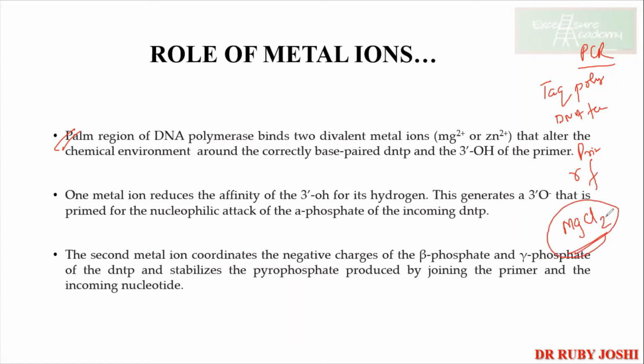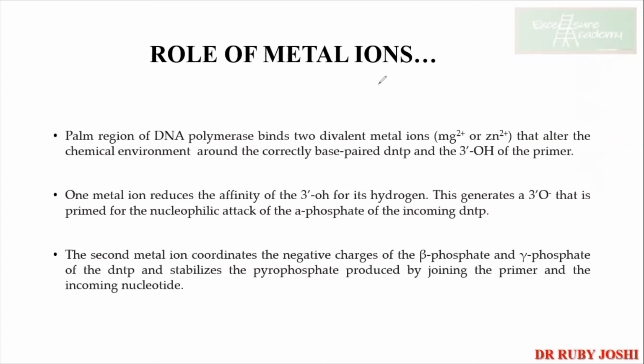Okay. So now we'll know why we need MgCl2. The palm region of DNA polymerase binds to divalent metal ions like Mg2+ or zinc that alter the chemical environment around the correctly base-paired dNTP and the 3-OH of the primer. So now we know that the DNA polymerase requires Mg2+ in order to catalyze the activity of the DNA polymerase, so that it can form a phosphodiester bond.